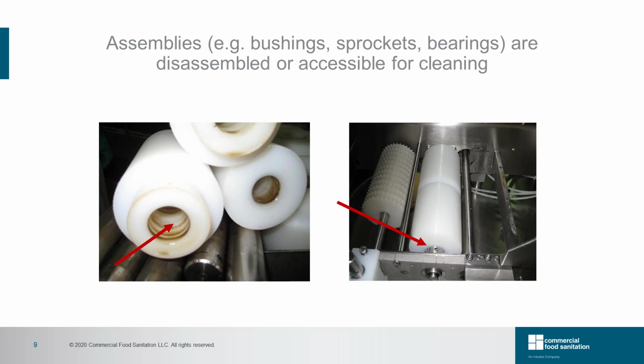The right image shows a free rotating hollow feed roller rotating over a stainless steel shaft on a slicer. Water and microbes can become entrapped, which are not effectively cleaned and can shed into a product stream during operations.